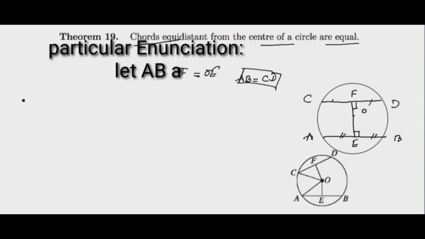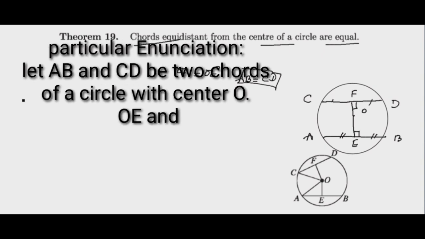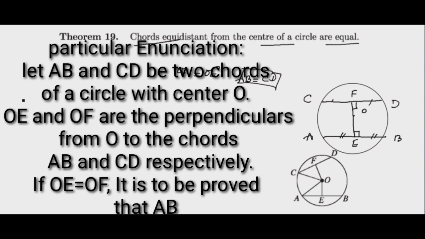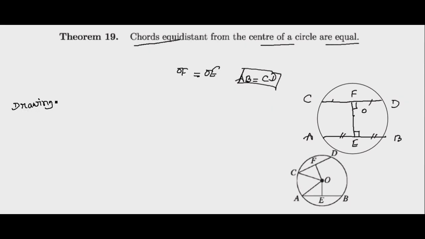Now come to particular enunciation. Let AB and CD be two chords of a circle with center O. OE and OF are the perpendiculars from O to the chords AB and CD respectively. If OE is equal to OF, it is to be proved that AB is equal to CD. As we need two triangles, we should join OC and OA so that we will get two triangles here. Now come to prove it.